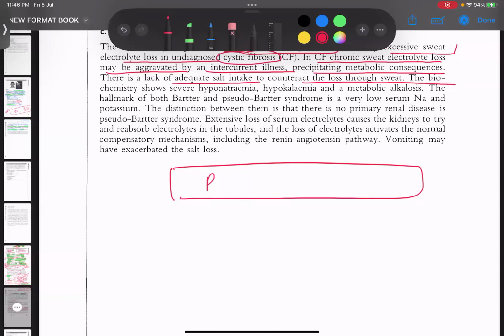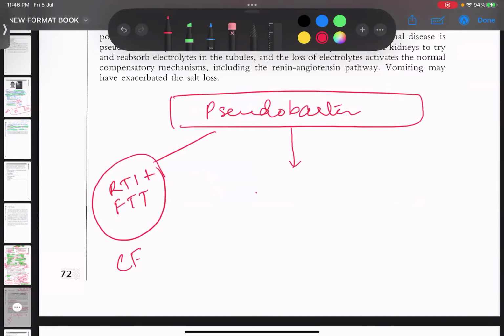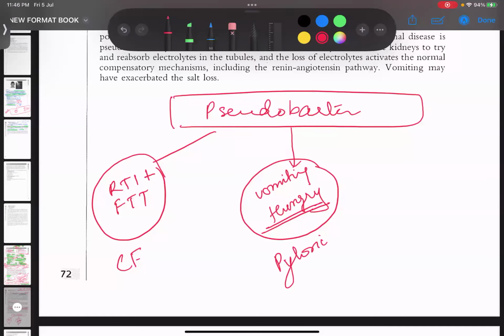So anyway, this is the case of pseudo-Bartter presenting with cystic fibrosis. I would like to keep the pseudo-Bartter term rather than directly saying cystic fibrosis for the exam. Say this child has come to me with repeated history of respiratory tract infection with failure to thrive. So the diagnosis is cystic fibrosis. Another child came to me with repeated history of vomiting, and in spite of vomiting, the child is always hungry. Now tell me, what is this? Pyloric stenosis. To be specific, I'll call it projectile vomiting, but I just wanted to confuse you. So I said vomiting and hungry.